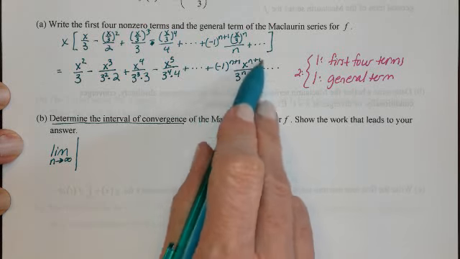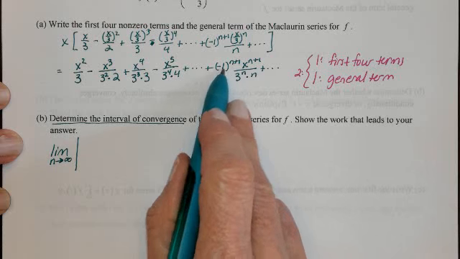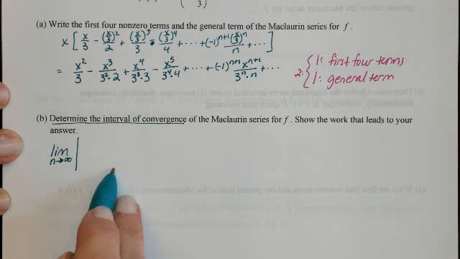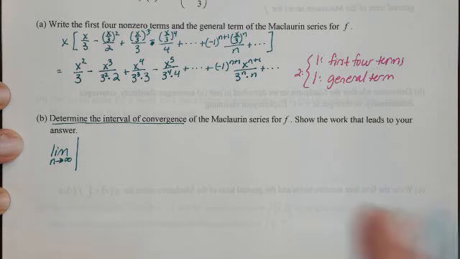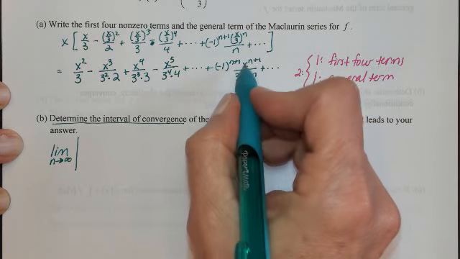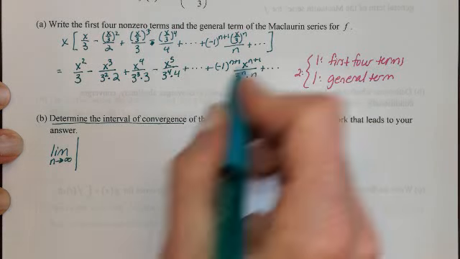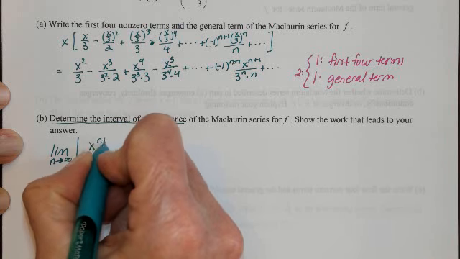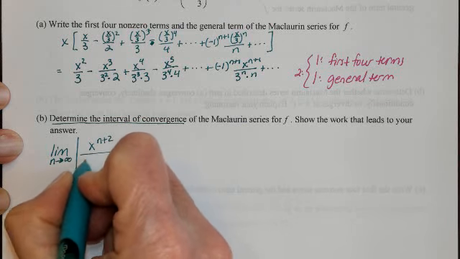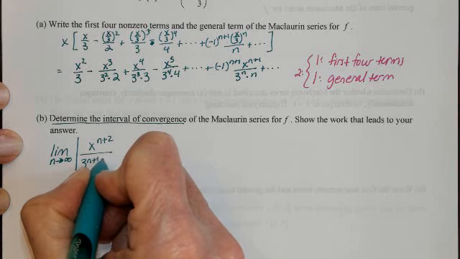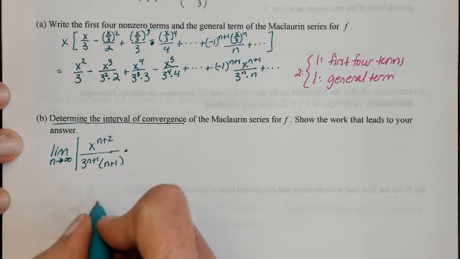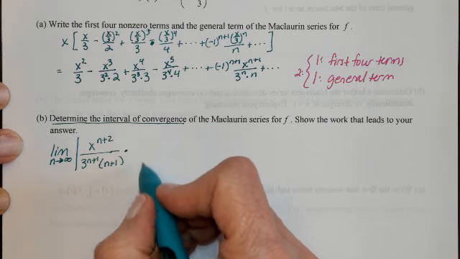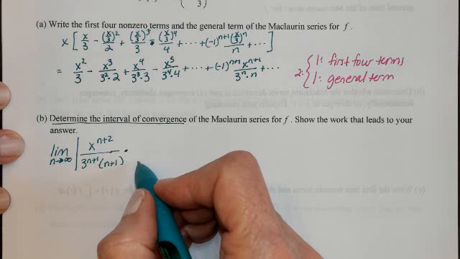Okay? I'm going to go to my general term. I can ignore the negative 1 because we're taking the absolute value of it, and the absolute value of negative 1 is just going to be 1. So mathematically, I don't even have to put it in here, right? So I'm going to replace n with n plus 1. So it'll be x to the n plus 2 over 3 to the n plus 1 times n plus 1. That's the n plus 1 term. And now we divide by the nth term. Since we have a fraction, I'm going to multiply by the reciprocal, which is the same thing as dividing, right?